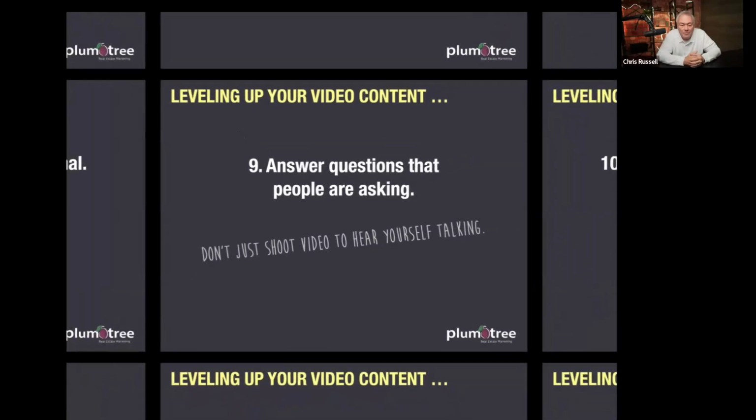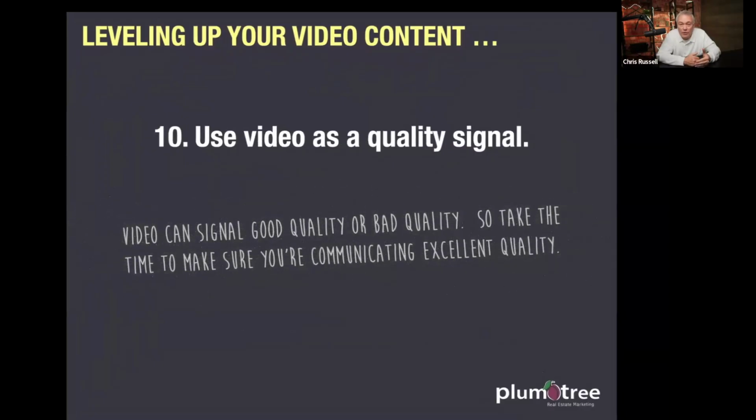So number 10 is use video as a quality signal. Video can signal good quality or bad quality, so take the time to make sure you're communicating excellent quality. Not all realtors who are shooting video are giving a good quality signal, so you want to be careful. You don't want to be that realtor. Make sure you're preparing, you've got your audio, your lighting, everything is good, and your energy level is high. You've prepared, so then you can give a good quality signal.